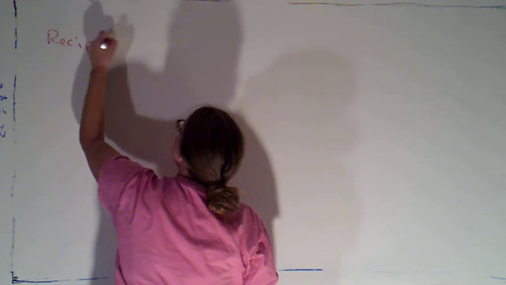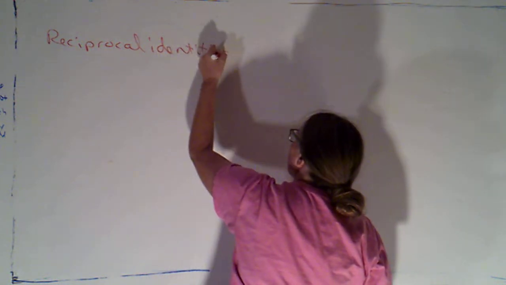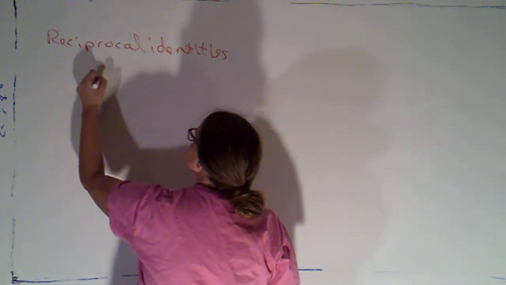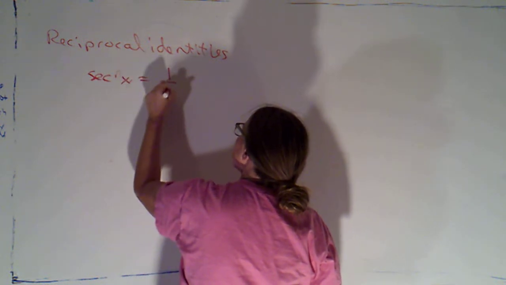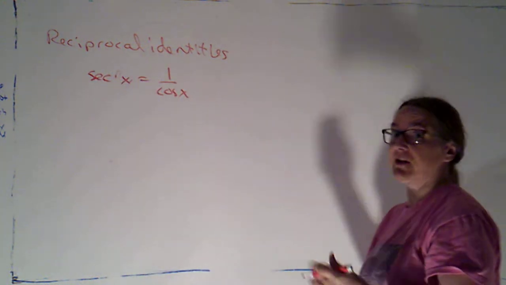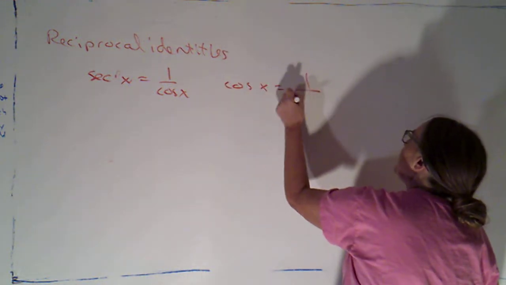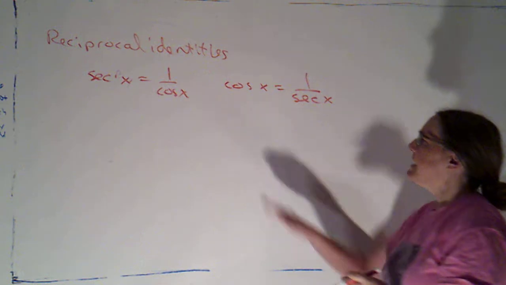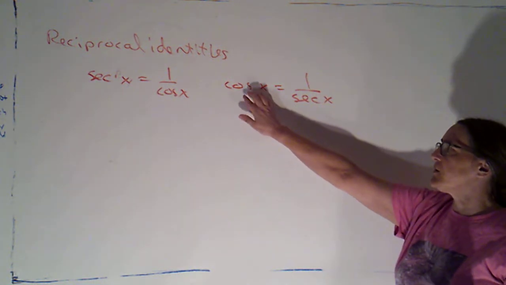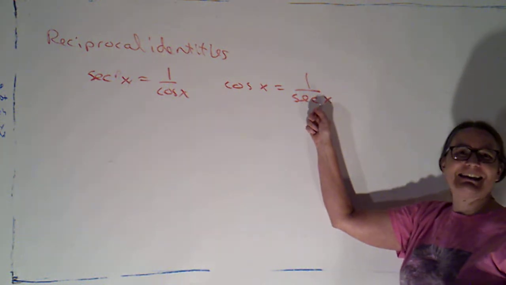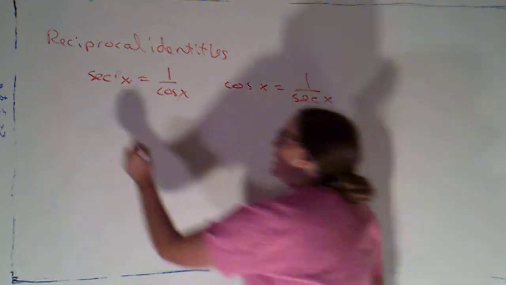So we've got the reciprocal identities. Okay. So secant of x is 1 over cosine of x. That's the definition of secant. Cosine of x is therefore the reciprocal of secant. Now that's not the definition of cosine, because there are times when cosine is defined but secant isn't, so that its reciprocal is not. Okay.